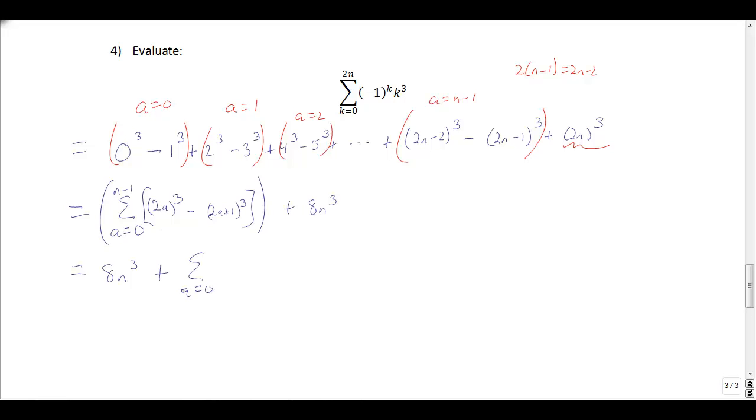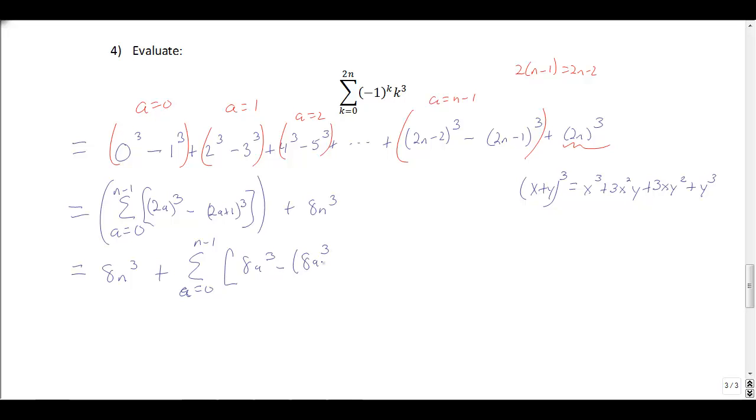So I get a equals 0 to n minus 1. I get 8a cubed minus, now (2a plus 1) cubed. And there's a formula here when I do (x plus y) cubed. Binomial formula tells me this is x cubed plus 3x squared y plus 3xy squared plus y cubed. Here really our x is 2a, so we get (2a) cubed.